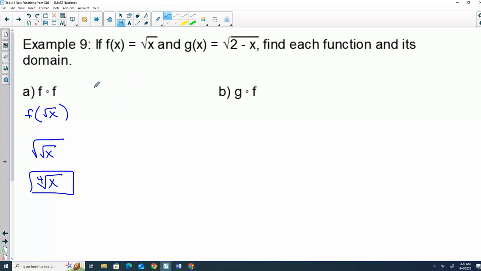So my domain, if I look right here, it's under a radical, so x has to be greater than or equal to 0. If I look right here, it's still under the radical, so greater than or equal to 0. So my overall domain is just 0 to infinity.